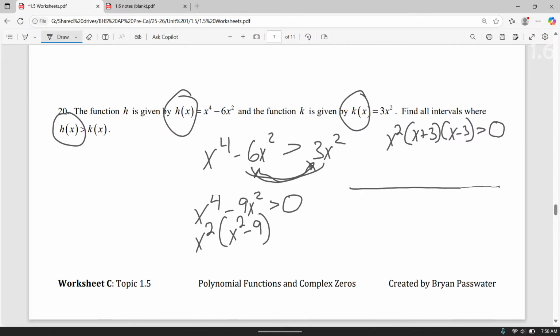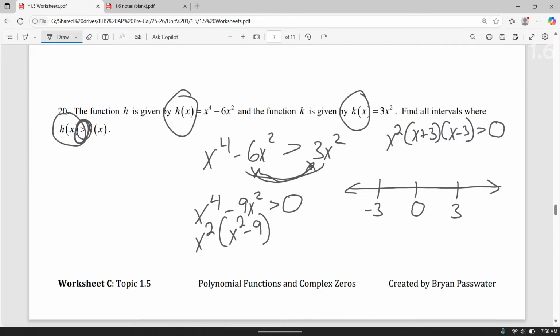We got a number line. I got a 0. I got a positive 3 and a negative 3. I said that backwards, but those are my zeros. That's when it's equal to 0. I don't care about equal to 0. I care about just greater than. So plug and chug.